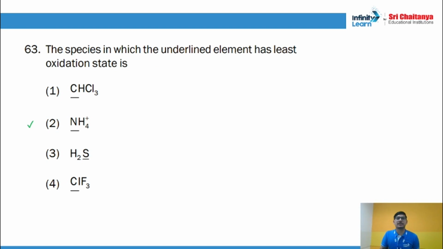The species in which the underlined element has least oxidation state. You can find out the number of bonds with more electronegative minus number of bonds with less electronegative. That is how you can find out the oxidation state. Okay. Otherwise, normally also you can do that. So it is +1, it is -1. So if you calculate, this will come out to be +2. Okay. This will come out to be +2. Here it will come out to be -3. Here sulfur will come out to be -2, and here it will be +3. So the correct answer will be ammonium cation, in which nitrogen has -3 oxidation state.